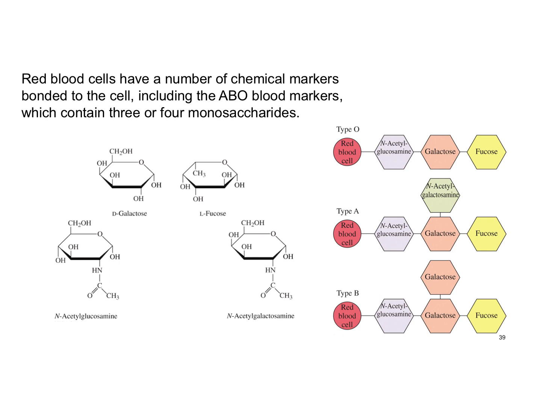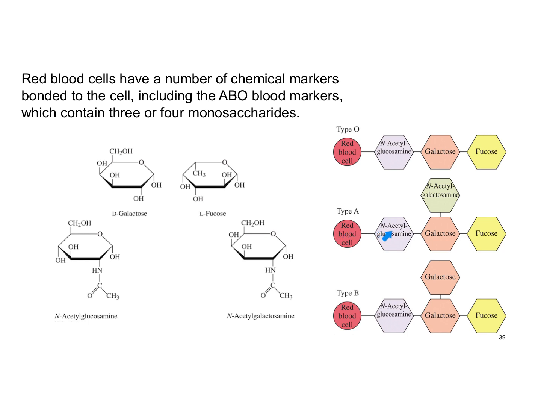And then the last thing I wanted to talk about are red blood cells. Red blood cells have several different chemical markers, which are shown here, bonded to the cell, and these are called the ABO blood markers. They contain 3 or 4 monosaccharides, and those monosaccharide structures are here. Depending on the blood type, here's our red blood cell, and on the surface of the red blood cell, if you're type O, you have N-acetylglucosamine, you have galactose, and you have fucose.